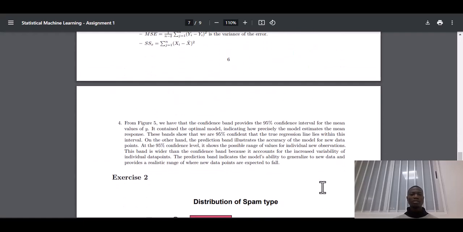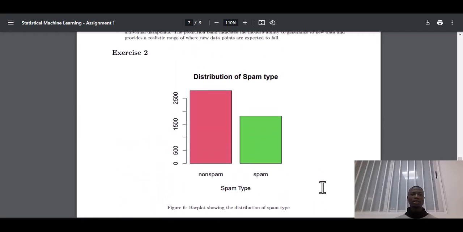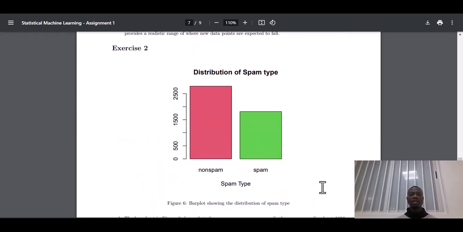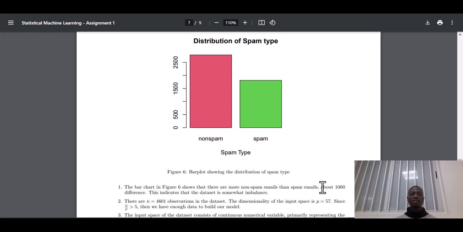So moving on to the second task, which is a classification task, just as I mentioned earlier. Looking into the data, I discovered that the output space is a categorical variable having just two classes. So I can say that this is a binary classification task. It has just two classes, spam or not spam. It's just to decide whether an email is spam or not.